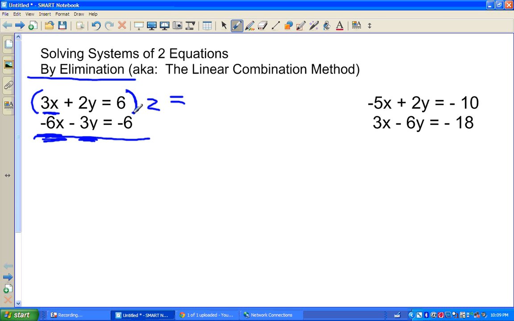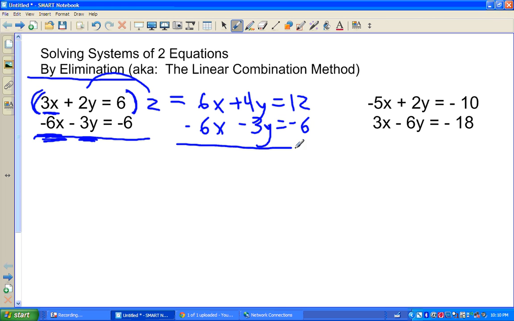So multiply the whole top equation by 2, and you're going to get 6x, right? 2 times 3x is 6x. 2 times 2y is 4y. And 2 times 6 is 12. So this is a whole new equation where I've just doubled it basically. Multiplied by 2, so the whole thing doubles. Now I'm just going to rewrite the bottom equation here as is. Didn't have to multiply by anything. That's my y there. And this is a minus 6.